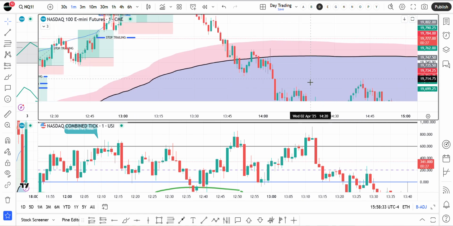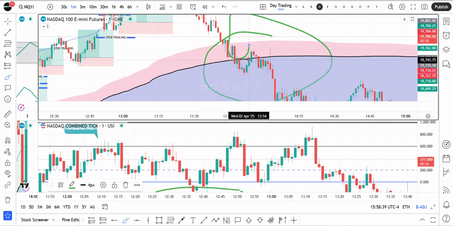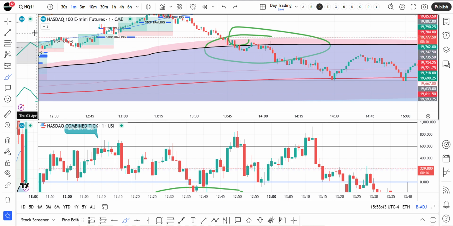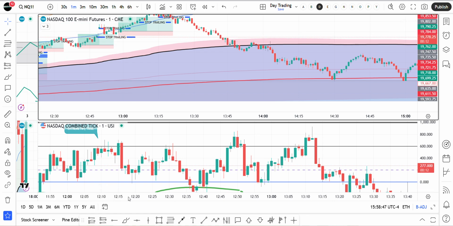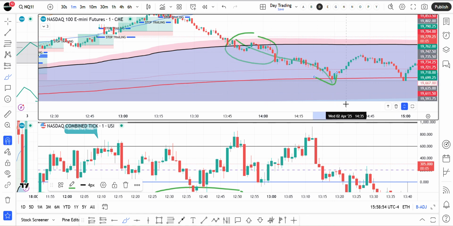Ooh, I'm actually like foaming at the mouth now. This area. Delete that. Let's look at this area for potential sells into VWAP.